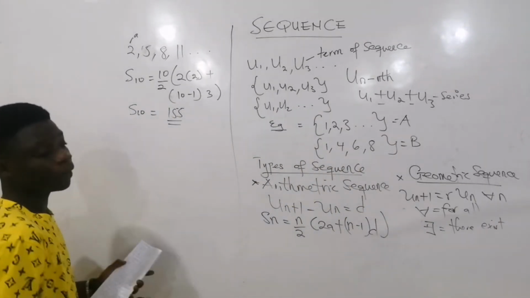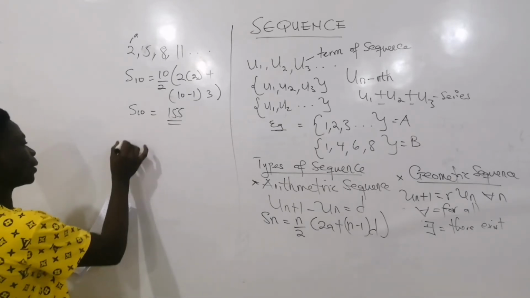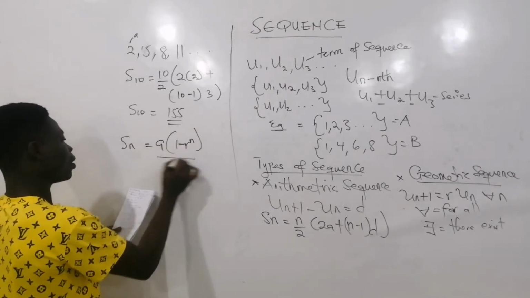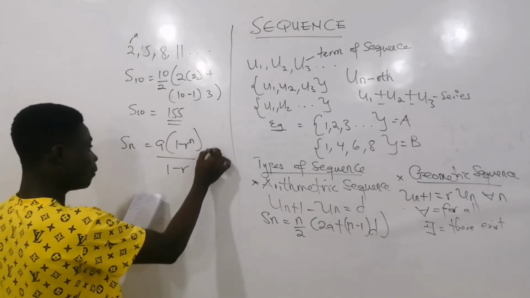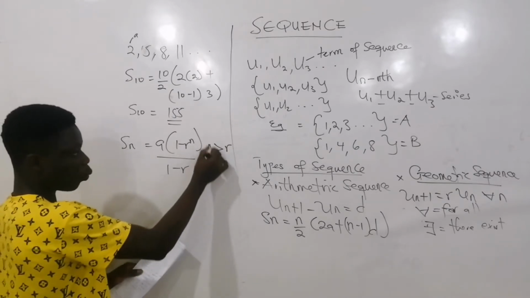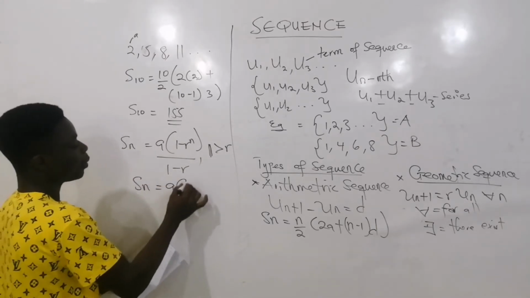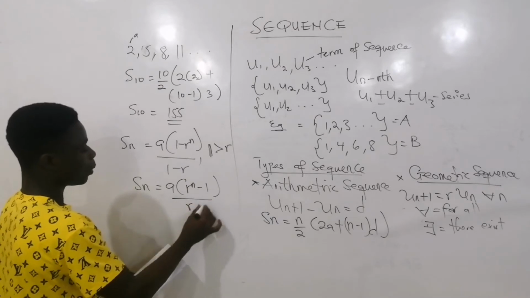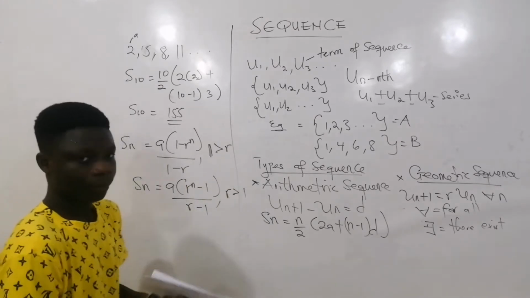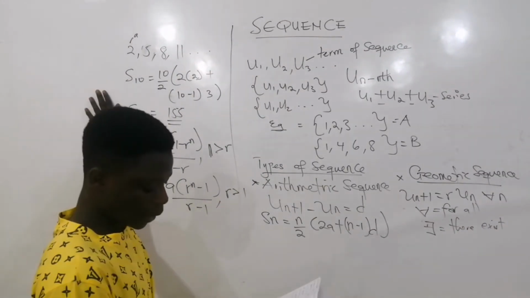Now for us to find the sum of the geometric sequence, we have two formulas you need to know. The first formula is Sn = a(1 - r^n)/(1 - r). This only holds if 1 is greater than r. But I have another one, Sn = a(r^n - 1)/(r - 1). This holds if r is greater than 1. So these are the two formulas for finding the sum of the geometric sequence, right?